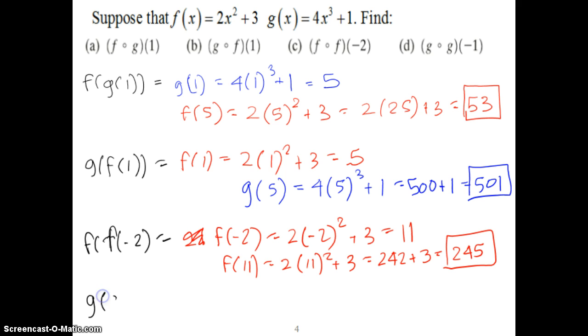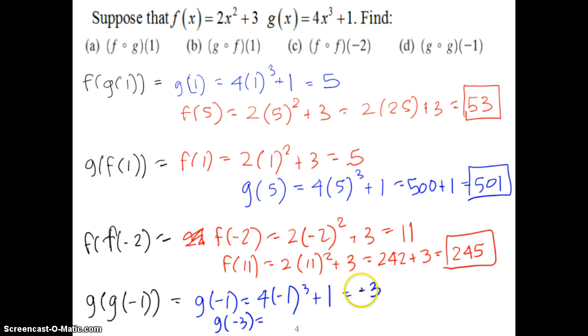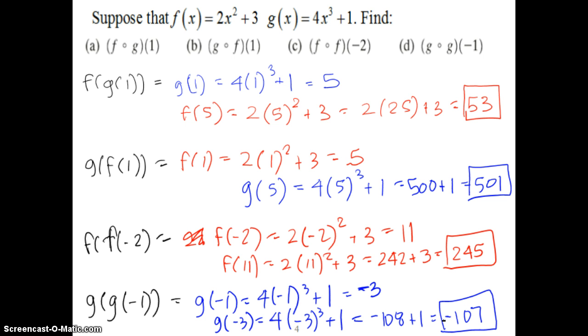Lastly, g of g of negative 1. We're going to find g of negative 1, which is 4 times negative 1 cubed plus 1, which is going to be negative 1 cubed is negative 1. Negative 1 times 4 is negative 4. Negative 4 plus 1 is negative 3. Then g of negative 3 gives us 4 times negative 3 cubed plus 1. So negative 3 cubed is negative 27. Negative 27 times 4 gives us negative 108. Negative 108 plus 1 is negative 107. So g of g of negative 1 in this particular problem would be negative 107.